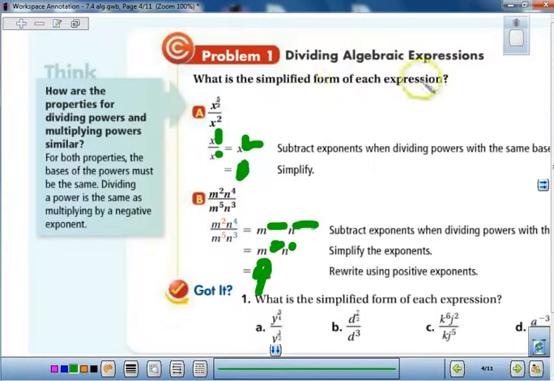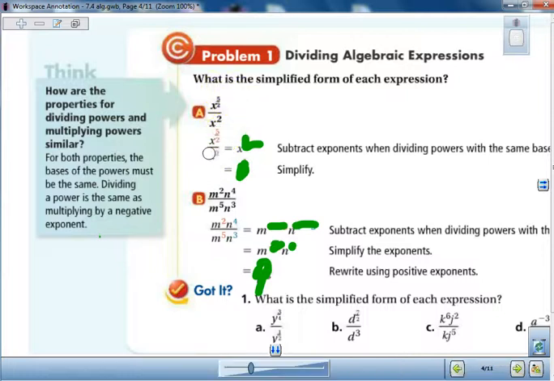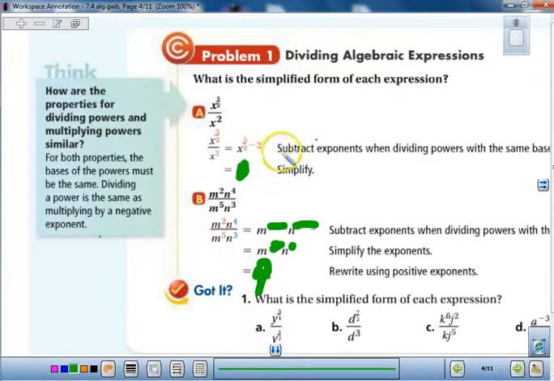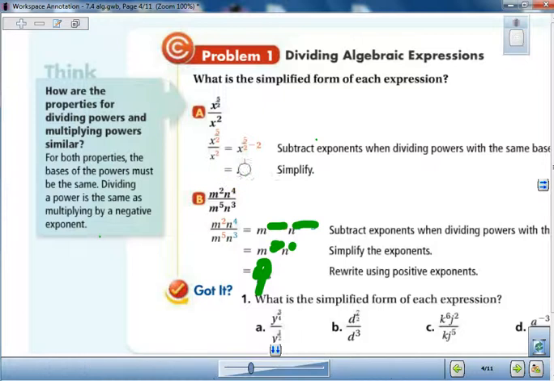In problem 1, dividing algebraic expressions, you're going to be asked to simplify. It says, how are properties of divided and multiplied powers similar? For both properties, the base must be the same. Dividing is the same as multiplying by a negative exponent. So if we think of x to the 5/2 over x to the 2nd, what we're really doing is subtracting 5/2 minus 2. Remember, 5/2 is the same as 2.5 minus 2. That would leave us with x to the 1/2.